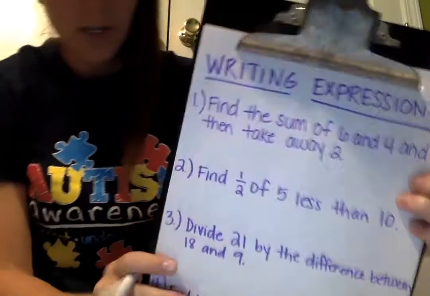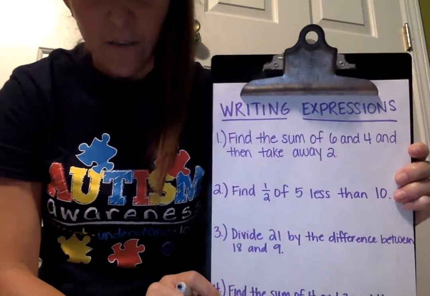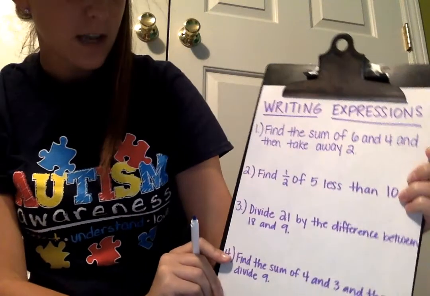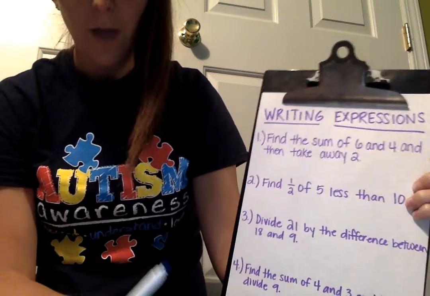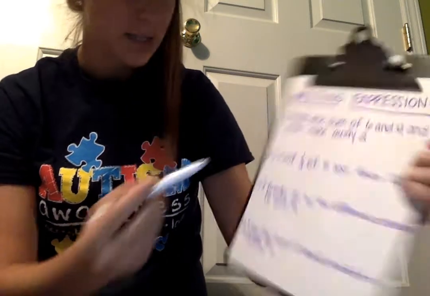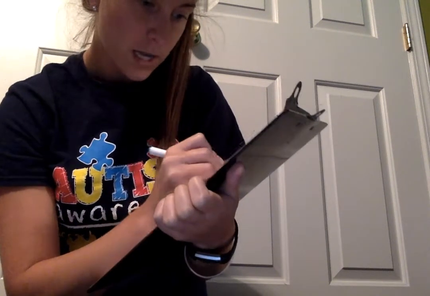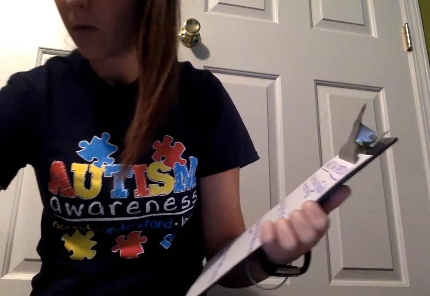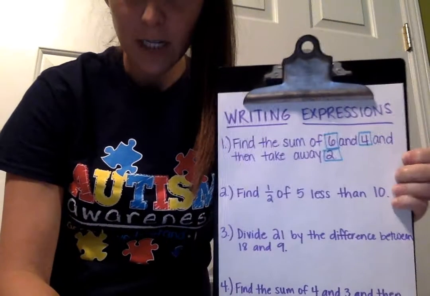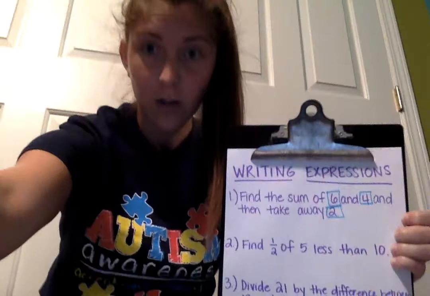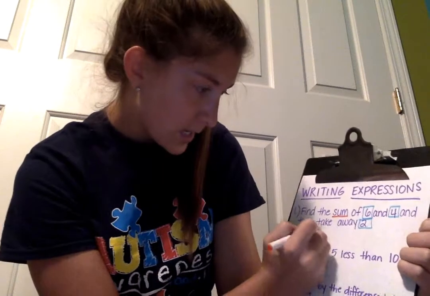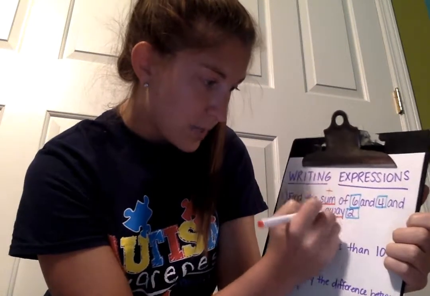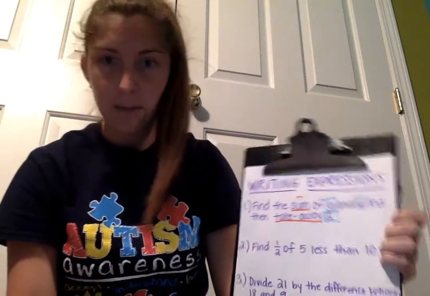So if you're looking here, number 1 says, find the sum of 6 and 4, then take away 2. So first off, I'm going to take my blue marker here and I'm going to box in my numbers. So my numbers are 6, 4, and 2. And with my orange one, I'm going to take and underline my operation words. So sum is an operation word, and take away. I know that sum is to add, and I know that take away is to minus.